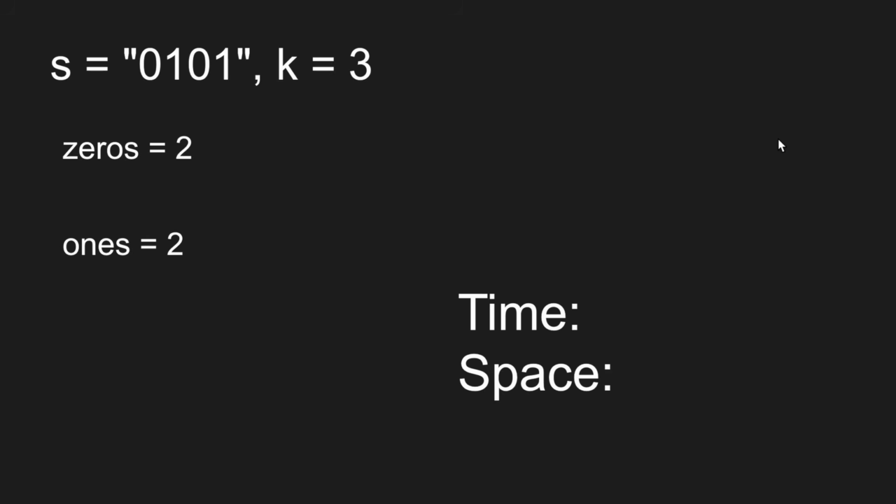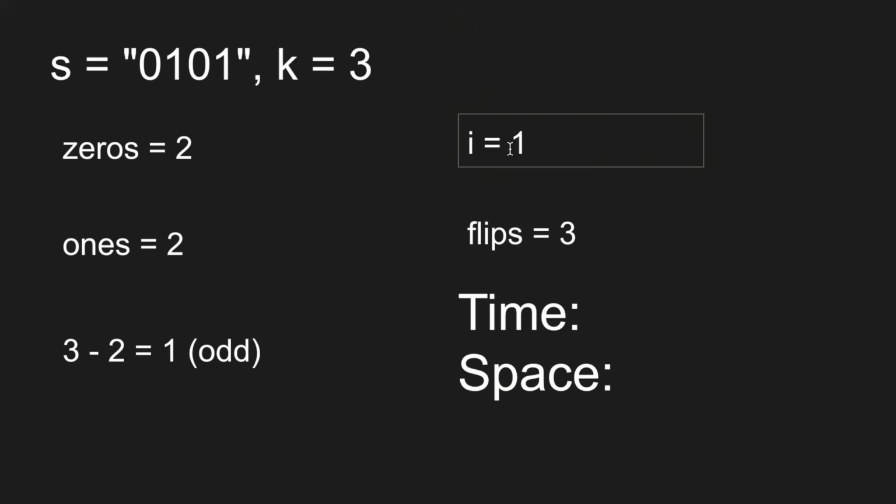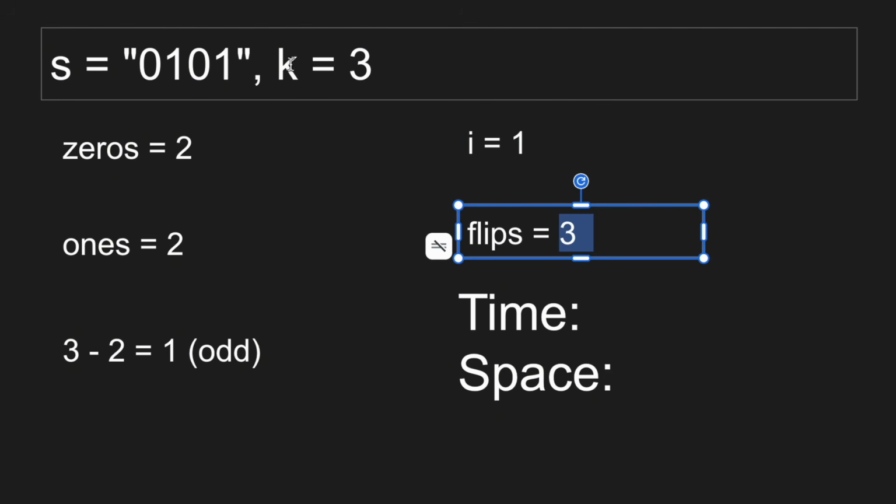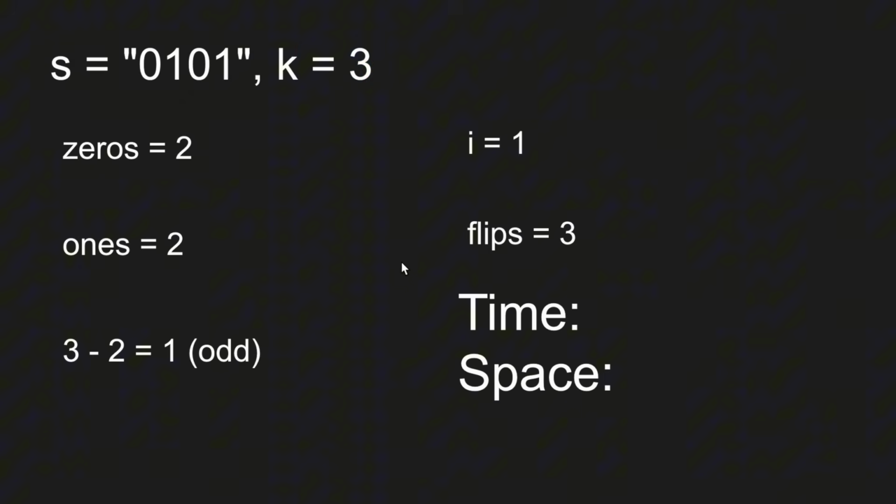So let's go through this example real quick. So we have 2 zeros and 2 ones. Let's check if I is 1. We will get 3 flips because k is equal to 3. 3 times 1 is 3. 3 minus 2 is 1, which is odd. We know that cannot work, so let's check the next index.